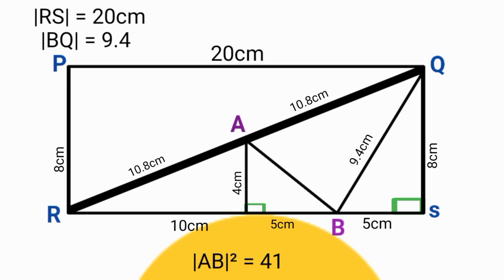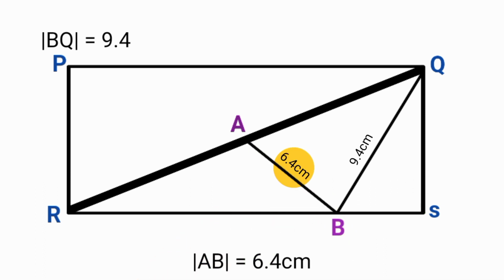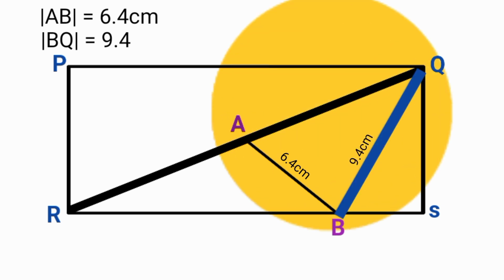So now, to find the exact value of line AB, we find the square root of both sides. So the square root of line AB squared equals the square root of 41. Here, the square cancels the square root, and the square root of 41, press your calculator, is 6.4031. So line AB equals 6.4031, which is approximately 6.4. So line AB equals 6.4 centimeters. So we found line PQ to be equal to 9.4 centimeters and line AB to be equal to 6.4 centimeters.